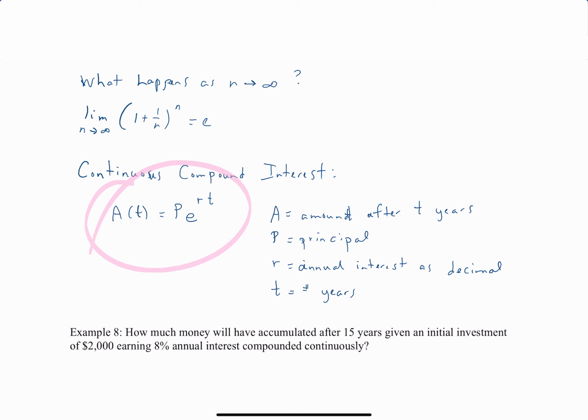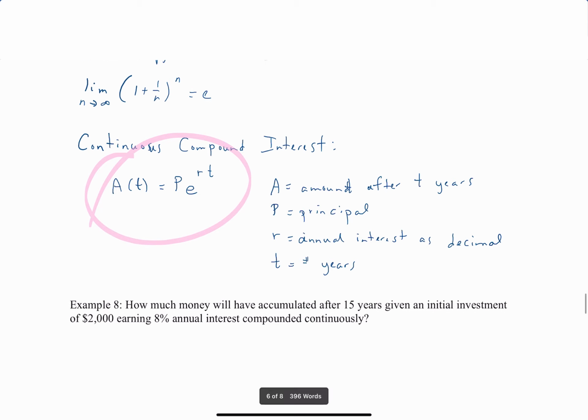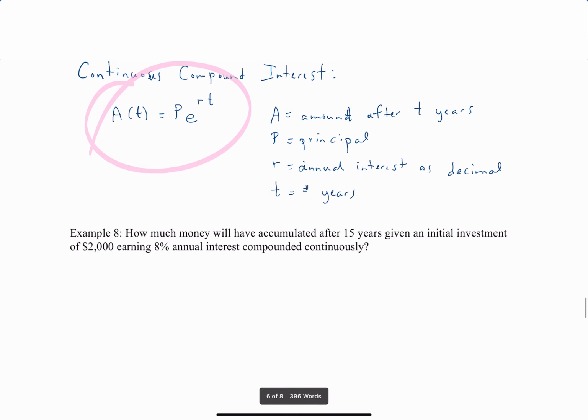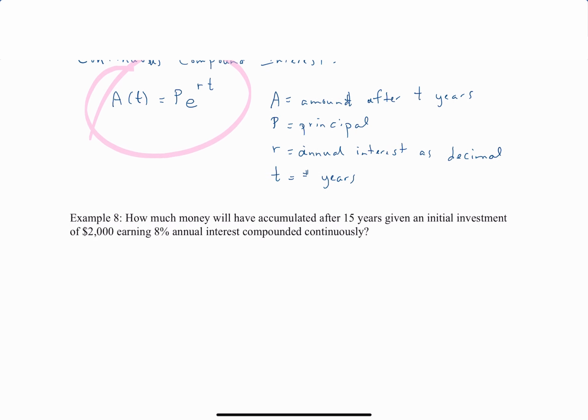For example, how much money will have accumulated after 15 years, given an initial investment of $2,000, earning 8% annual interest, compounded continuously? And by the way, I've used some of the same numbers from an example a little higher up on the page. Anyway, since it tells us that it's compounded continuously, that tells me that I'm going to be using the formula amount at time t is P e to the rt. The question is, how much will we have after 15 years?